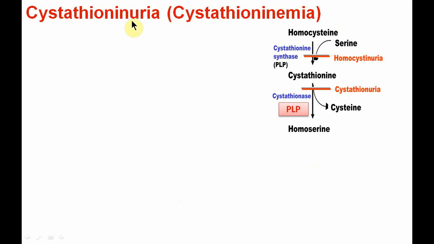Second is cystathionuria. It is also called cystathioninemia. It is an autosomal recessive disease.